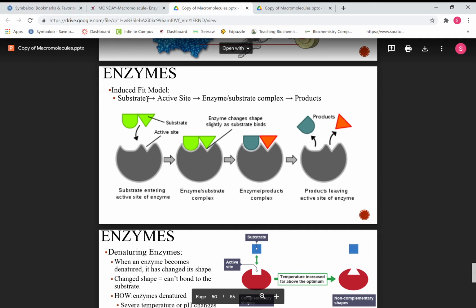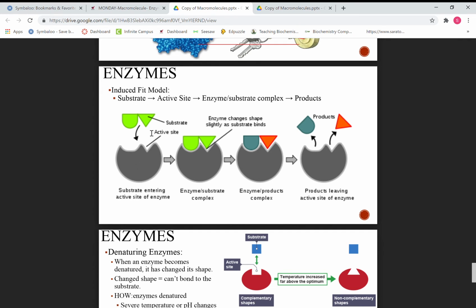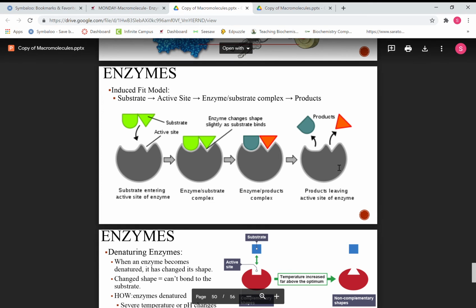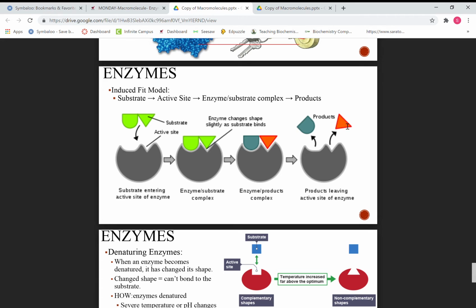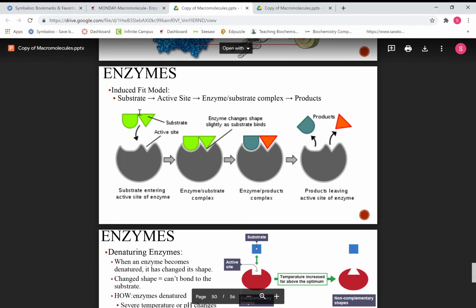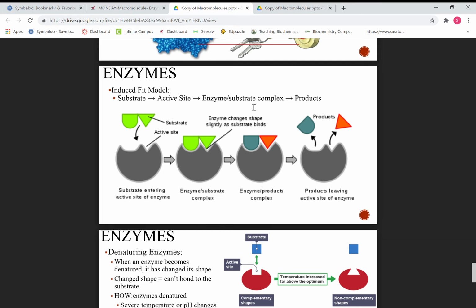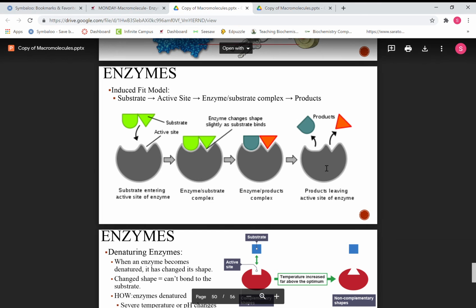Here's what it looks like in an induced fit model. We said that the substrate and the enzyme are going to fit together. Right here's where the active site is, where the reaction takes place. Then here's where it actually connects together, right? Then it produces these two separate products that then leave the active site and go off and do whatever they're designed to do. So you have the substrate, the active site, the enzyme complex, and then the products. That's what this one's showing you.